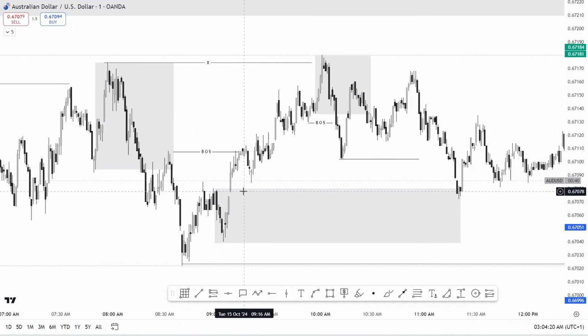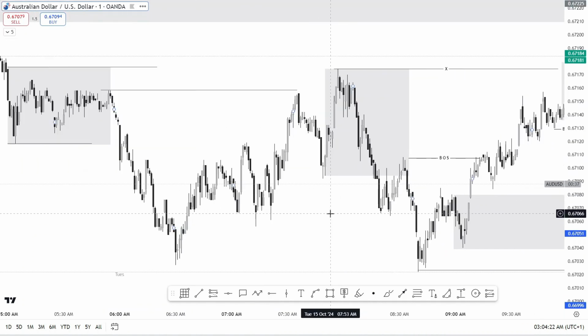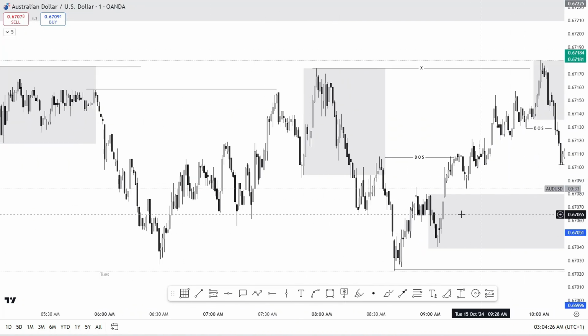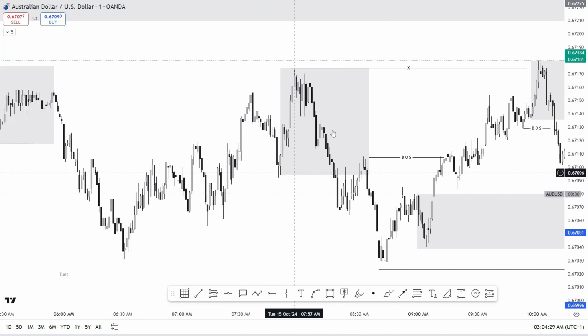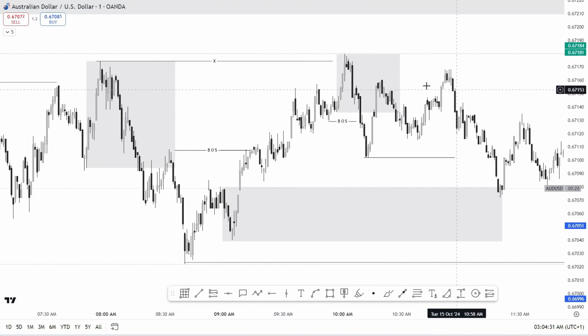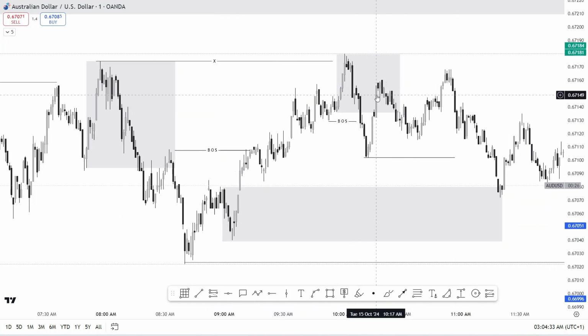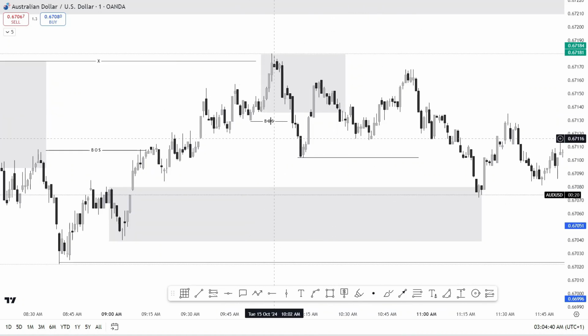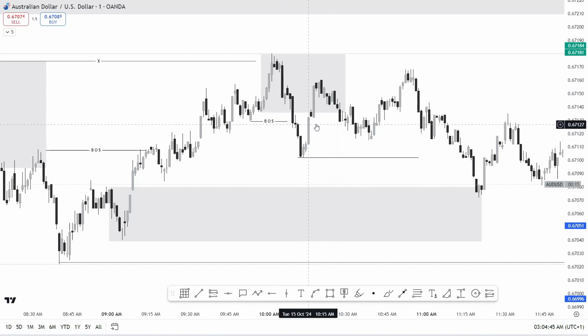Now, why did we mark this, and why did we not mark this one? Why did we not take this trade? So why is it that we are taking this one and not this one? The reason, I've said it already, is simply that there was no inducement before the mitigation of the actual order flow, unless we are looking at the order block.